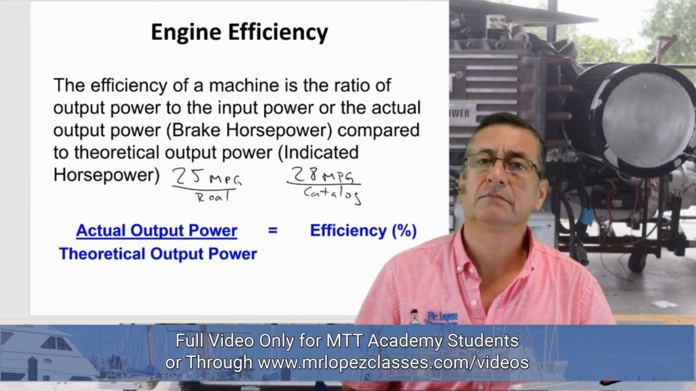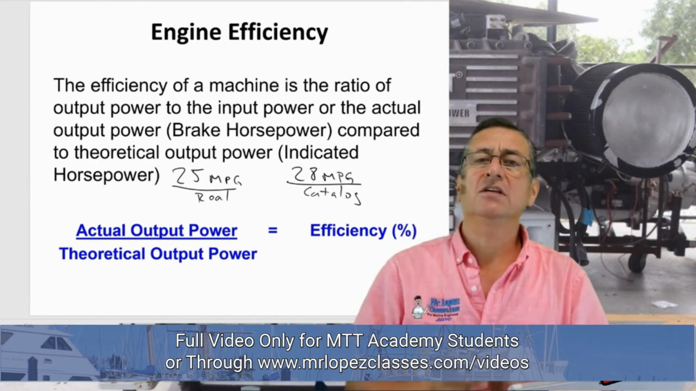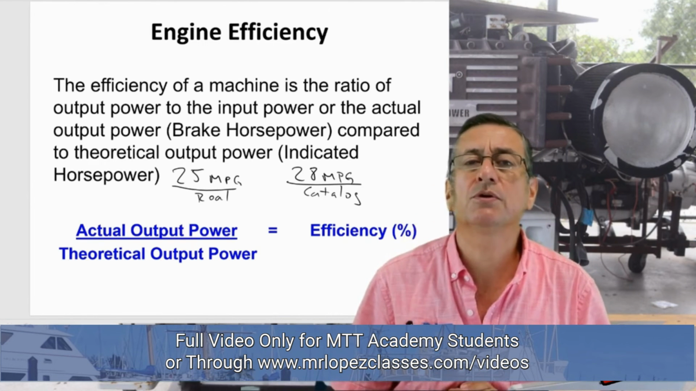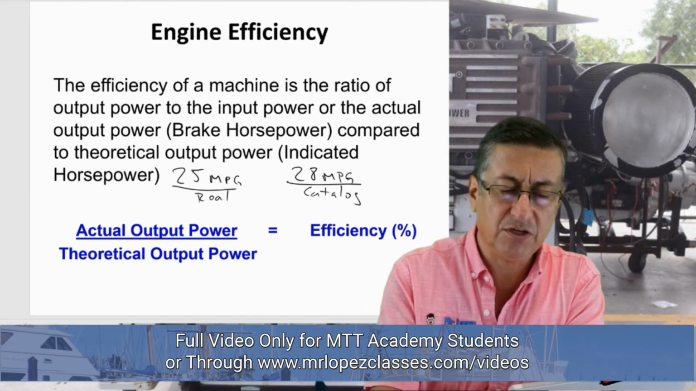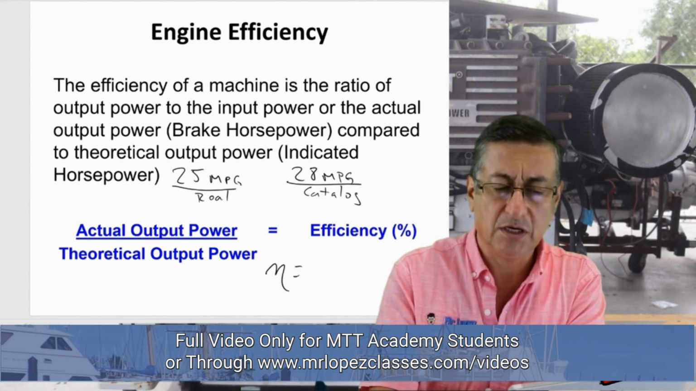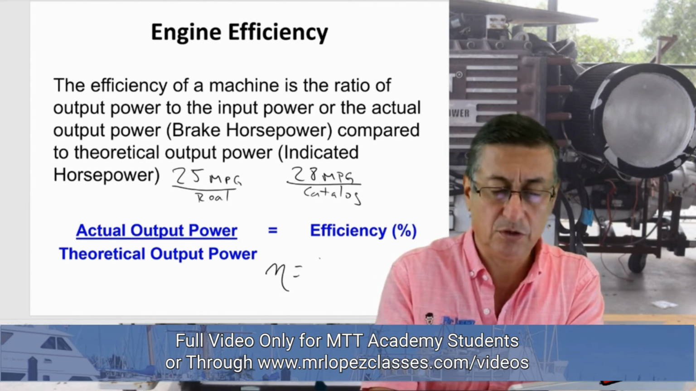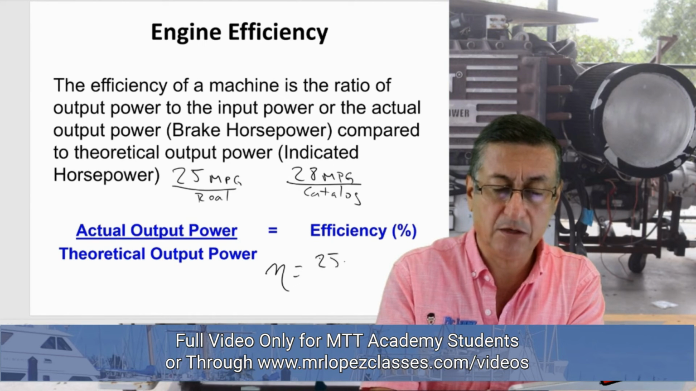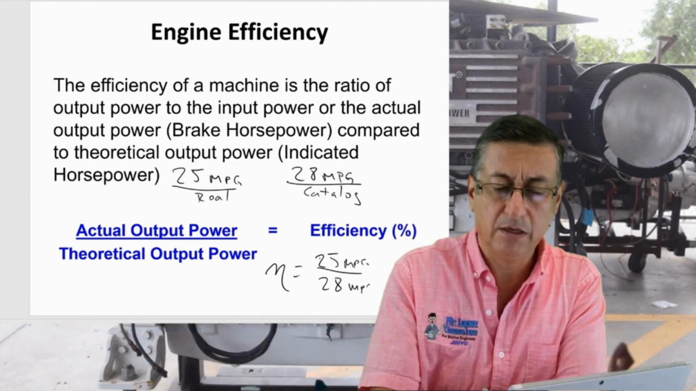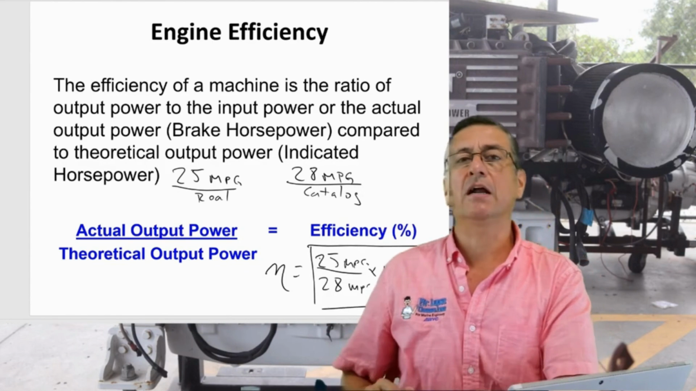It is less. How much is the efficiency in terms of fuel consumption in your car? The efficiency in my car is the real situation, 25 miles per gallon, divided by the theoretical, 28 miles per gallon, times 100. And this is the efficiency of my car.